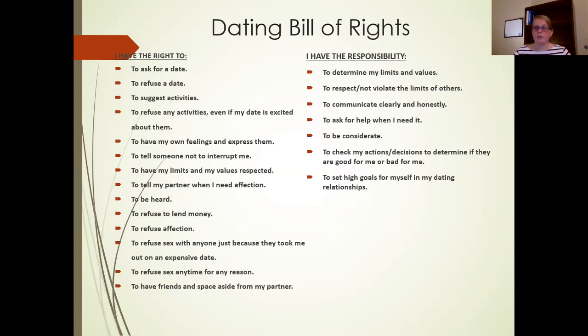You have the right to have friends and space aside from your partner. Now your dating responsibilities. You need to determine your own limits and values. You need to respect, not violate, the limits of others. You need to communicate clearly and honestly. You can ask for help when it's needed. You have the responsibility to be considerate, to check your actions and decisions to determine if they are good for you or bad for you. You have the responsibility to set high goals for yourself in your dating relationship.